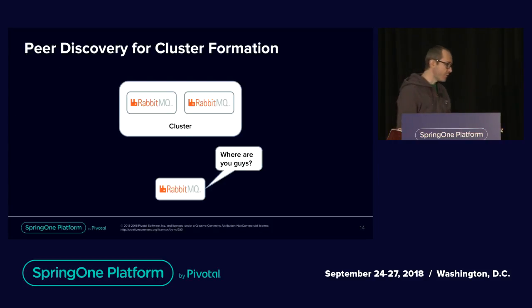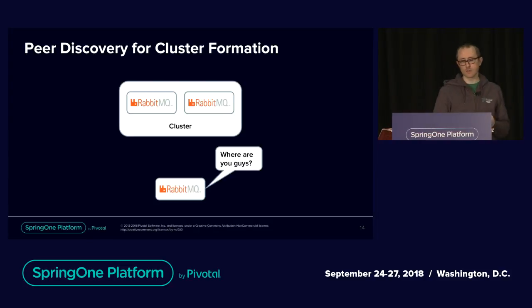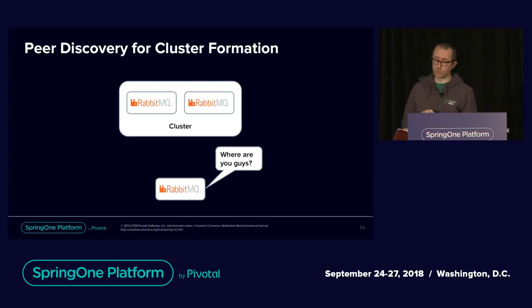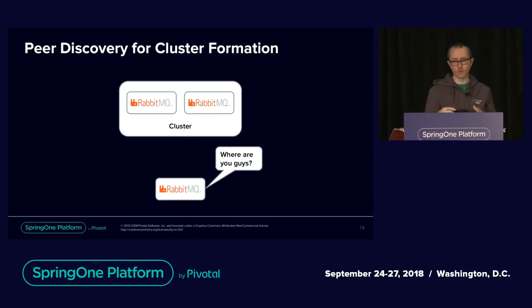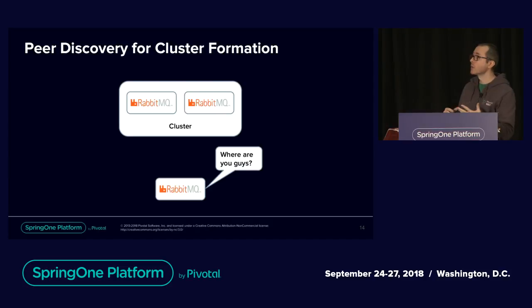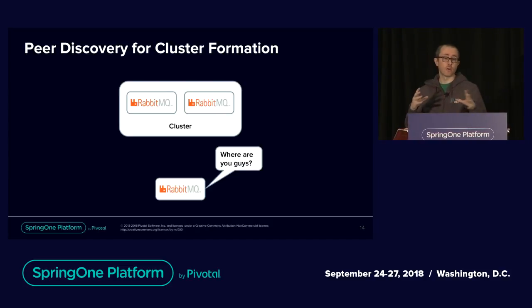Another new thing in 3.7 is the peer discovery mechanism. So what is it about? It's when you have an existing cluster and a new node wants to join. So it needs to discover its peers, the other nodes. There are different ways actually to perform this discovery.